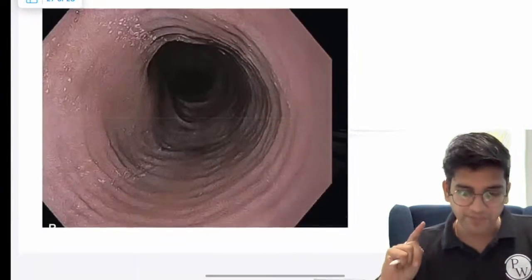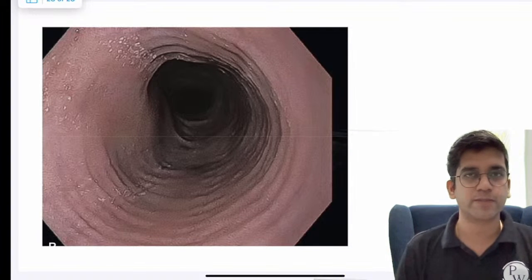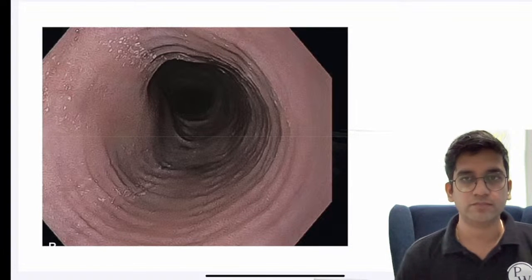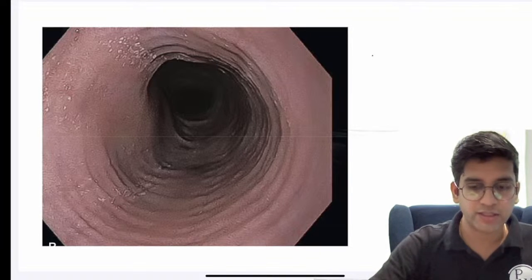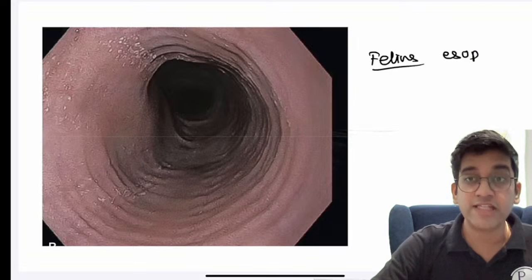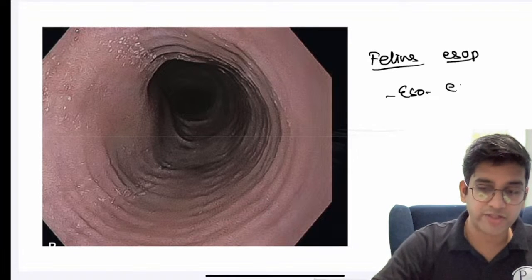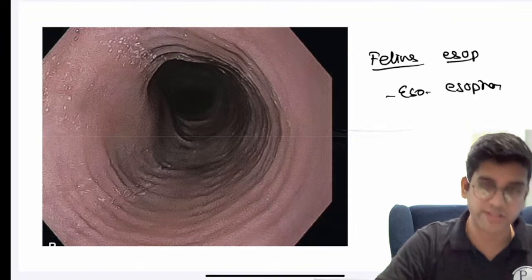Okay, the last image, and an easy image. This is an esophageal endoscopic finding. Diagnosis: esophagus, endoscopy, diagnosis. That's your feline esophagus. You see in case of an eosinophilic esophagitis, right? You see in eosinophilic esophagitis, a classical feline esophagus, right?